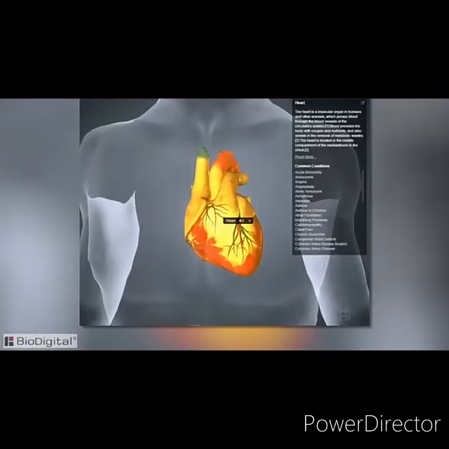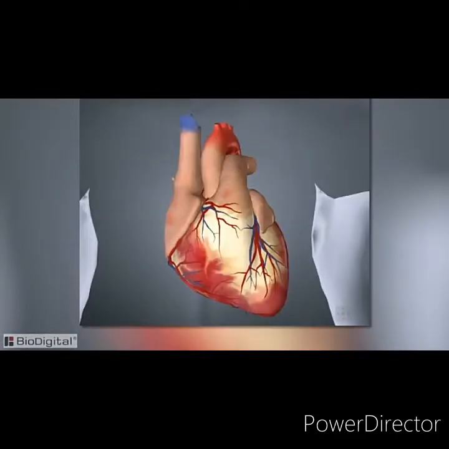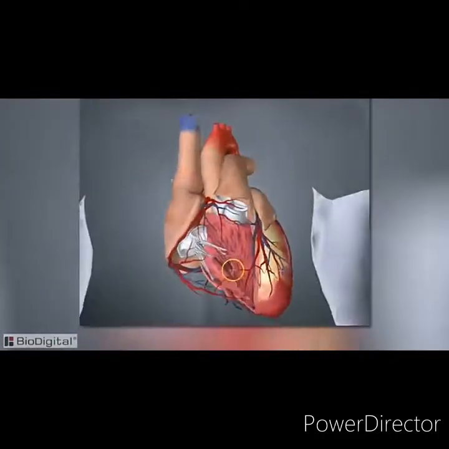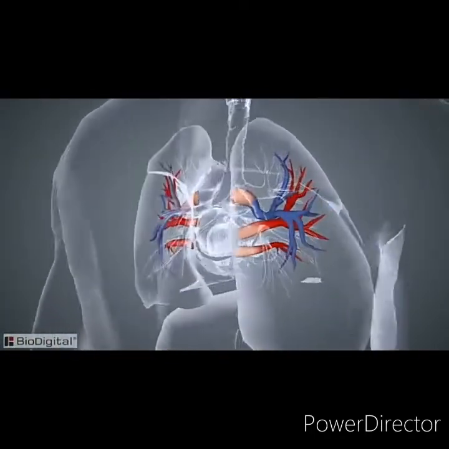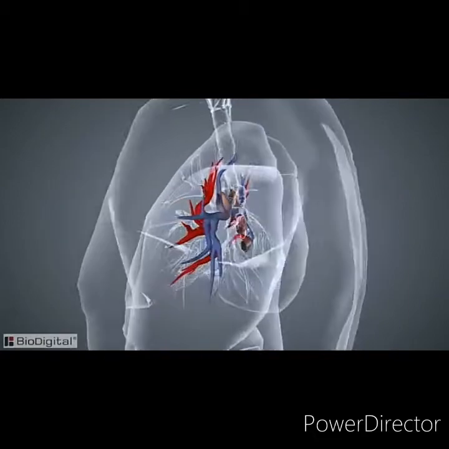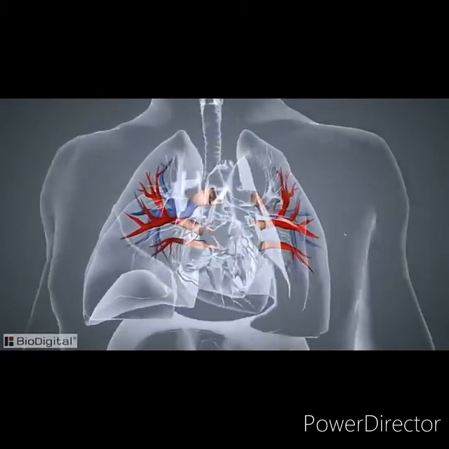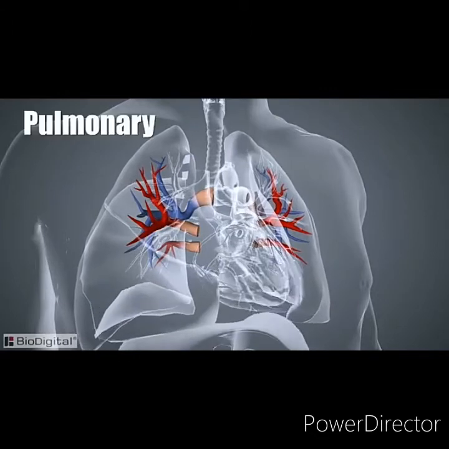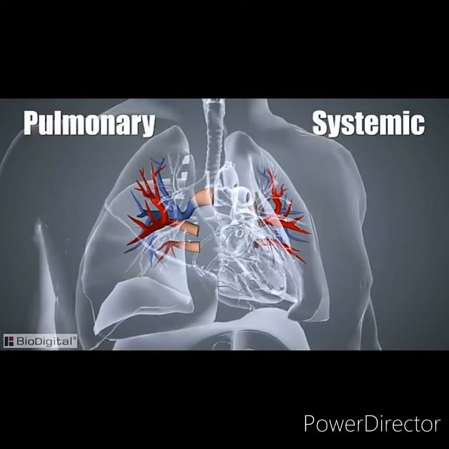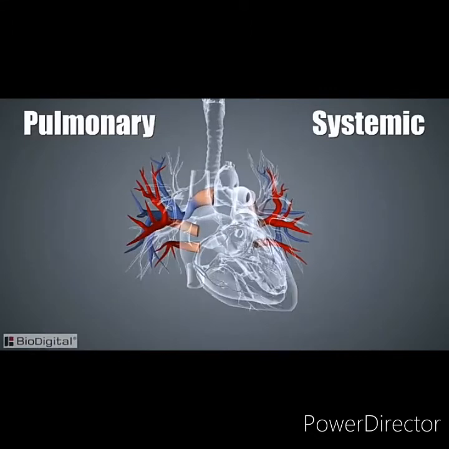The heart is protected by the rib cage. It is present in the middle of the chest cavity, a little bit to the left side, and surrounding it are the two lungs. Here it is divided into two systems: one is pulmonary and the second one is systemic.